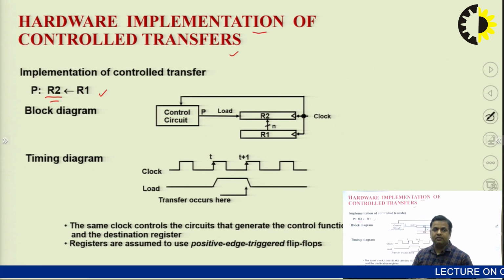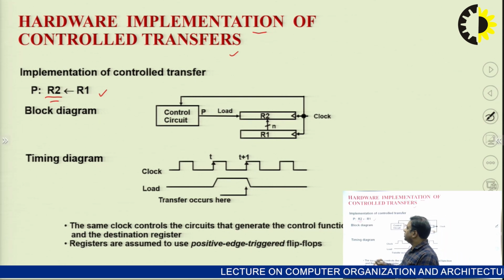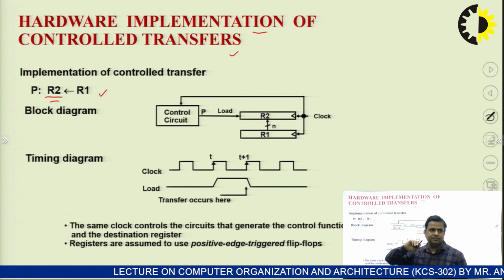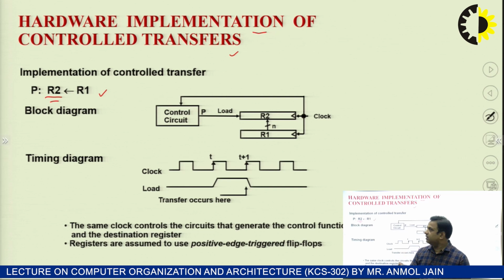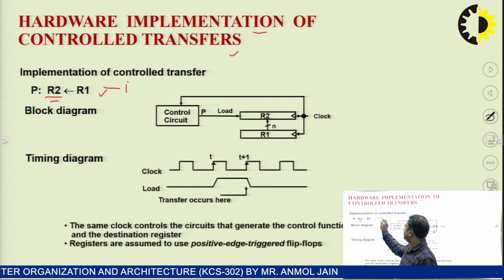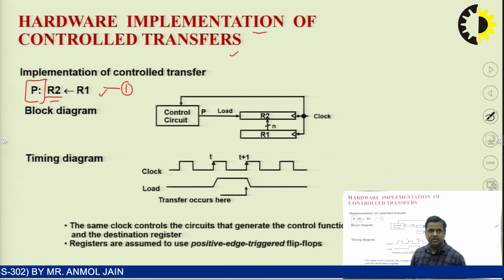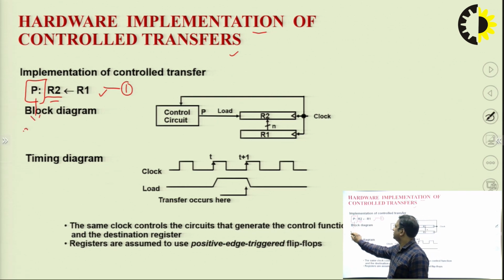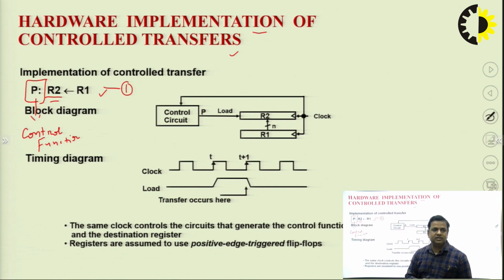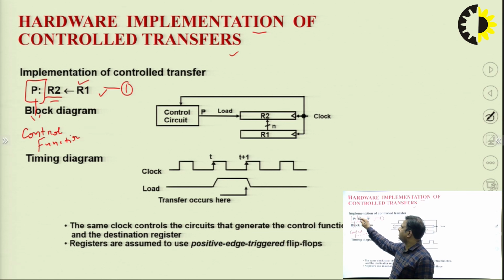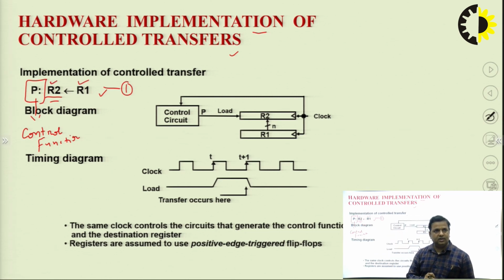So we should take care of the following items while we are designing the hardware implementation. Number one, you should be very clear what the control function is. You should be able to read the statement first. What is the control function? So in this statement, P is my control function. Second, how many registers are required to perform the statement? The registers required are R1 and R2. 2 registers are required, right?